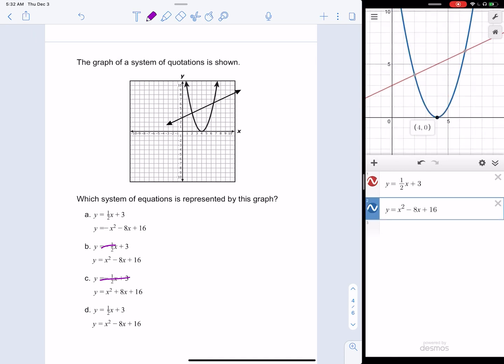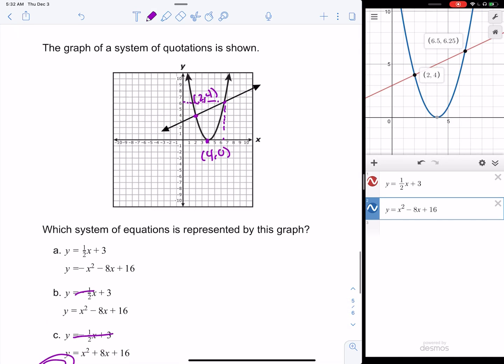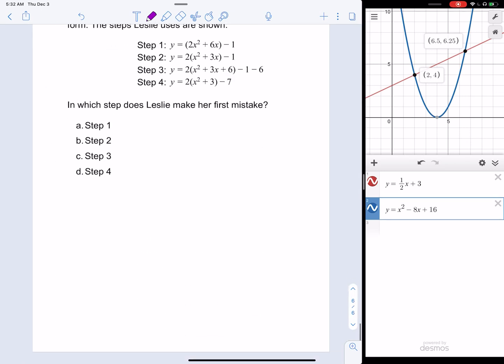So, our vertex over here is 4, 0. That matches, so that's good. Then we have this point right here. What point is that? Very good. 2, 4. All right, so then what point's over here? 2, 4. Perfect. That's why D is our answer. Those 2 points match. It's hard to see these decimal points, but even if you wanted to check them, see how it says 6.2? It's about there, and then over here 6.25. That's about there.